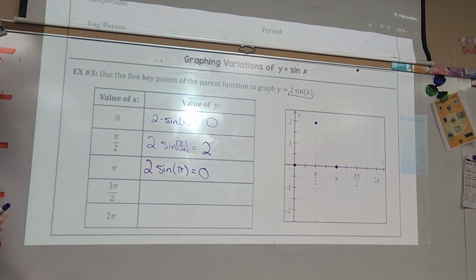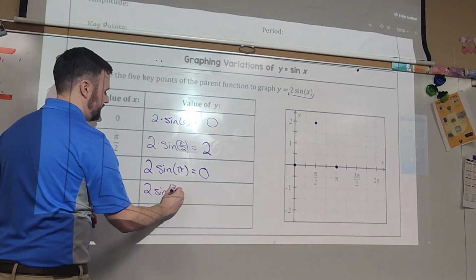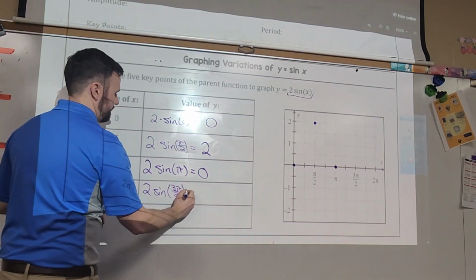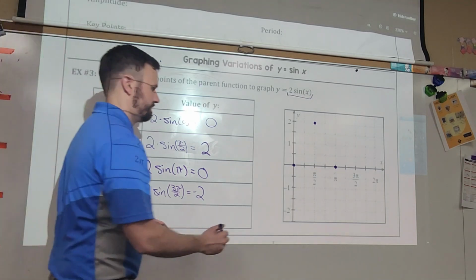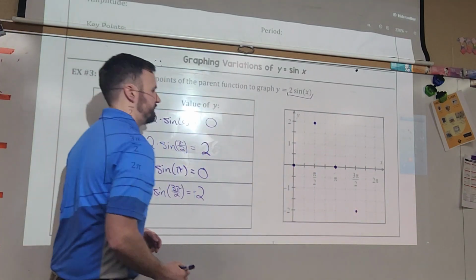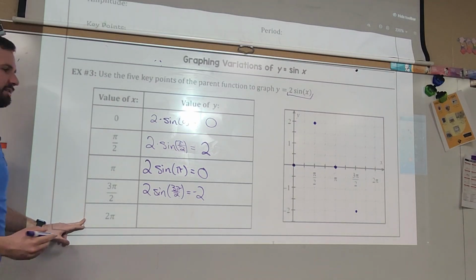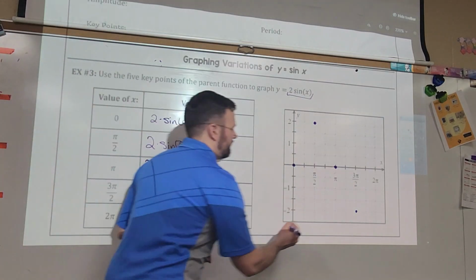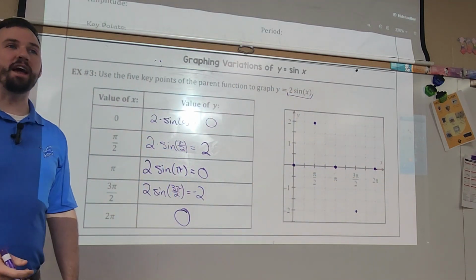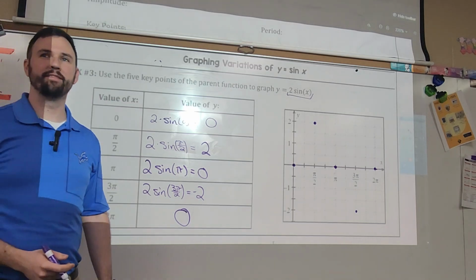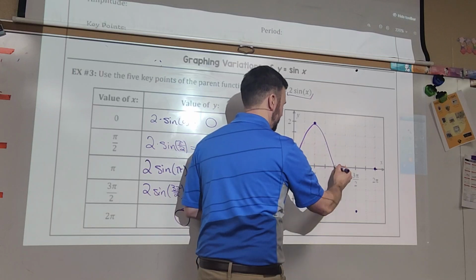Intercept, max, intercept. Next we have, I hope it's a min. I got negative 2. And what's sine of 2 pi? Did it work? Now when I graph it, should I make them come to peaks? No, that'd be goofy. Try to make it curvy.